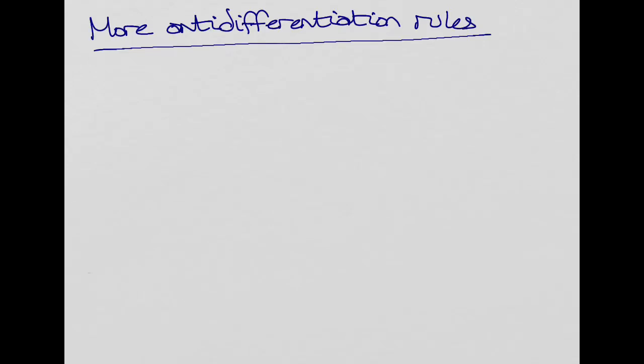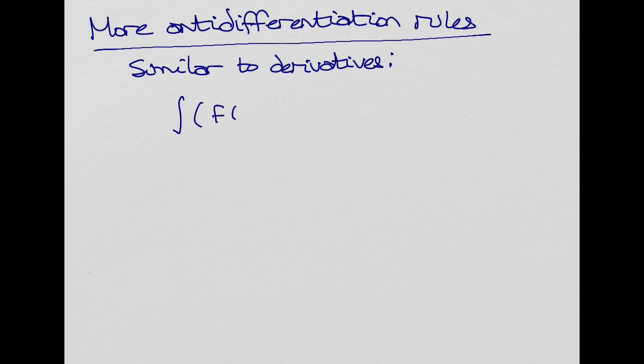Couple more rules for finding antiderivatives, and you're going to recognize these as being really similar to their counterparts for finding derivatives. There's a sum and difference rule that says if I want an antiderivative of a sum or difference of two functions, I can find the antiderivative of each one and add or subtract those.